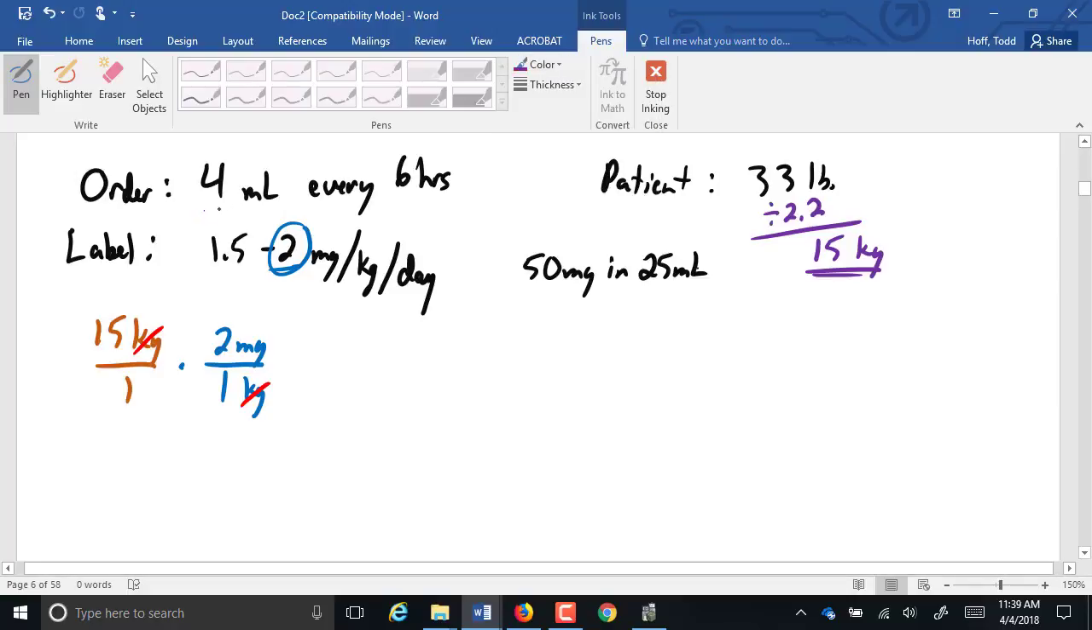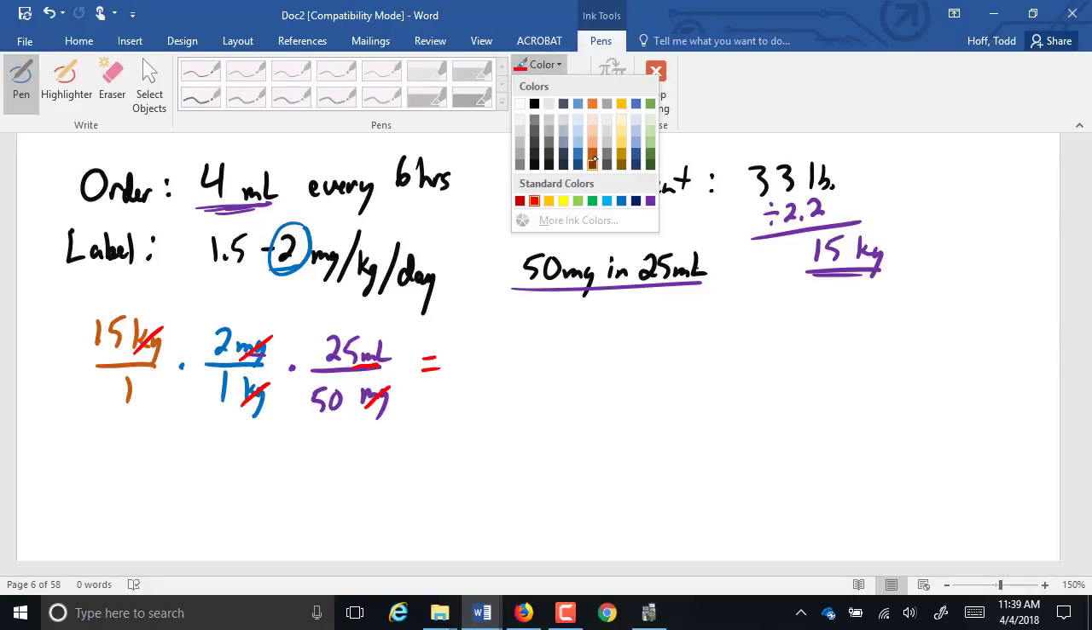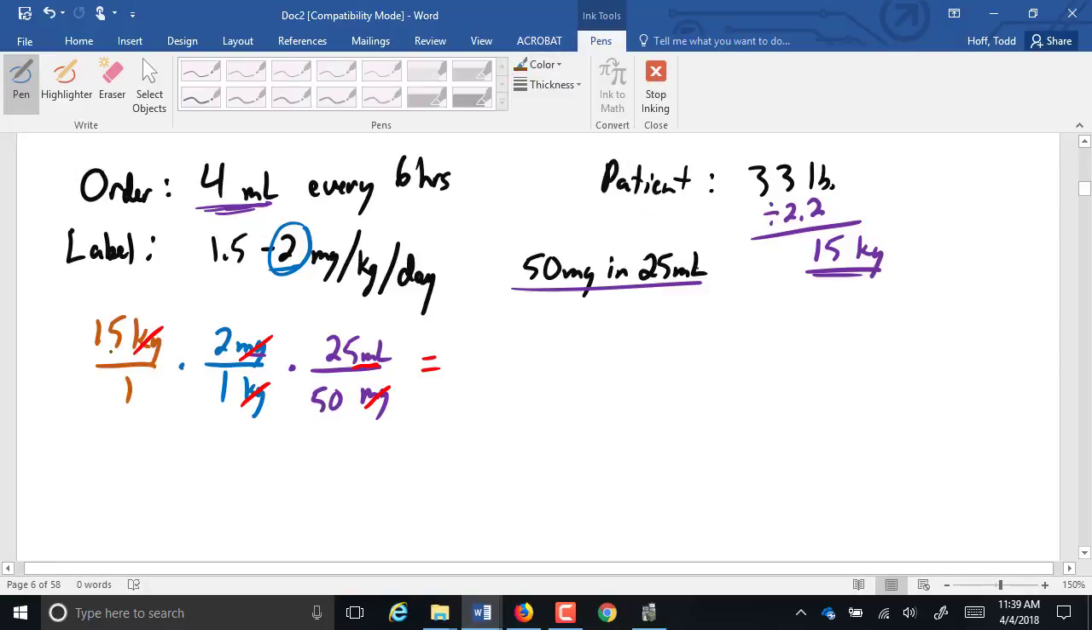And now, so that matches up with the doctor's dosage of milliliters, we need to convert that to milliliters. So milligrams go on bottom, so they cancel out. 50 milligrams and 25 milliliters. The milligrams cancel out. And now what we have is milliliters. This is our only unit here, which is what we want. So we'll go ahead and multiply this all out. 15 times 2 is 30, times 25 is 750 milliliters, over 1 times 1 times 50 is just 50. That ends up being 15 milliliters.